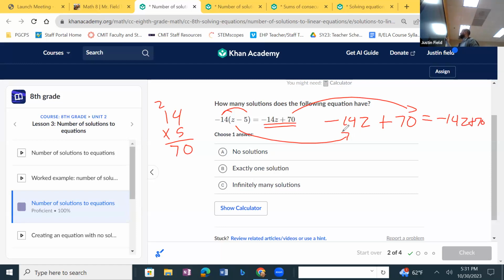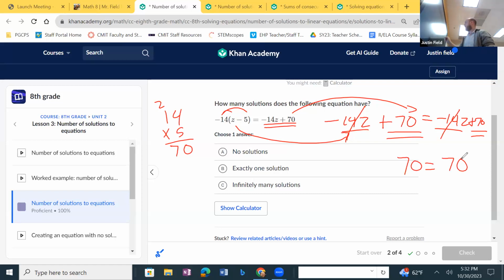All right, so now we notice our variable terms are the same again. And this time, our constant terms are also the same. So in essence, the variable terms cross off, and then we would be left with 70 equals 70. This time, that is true.